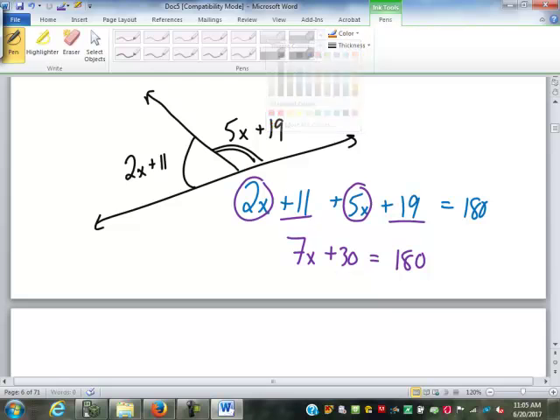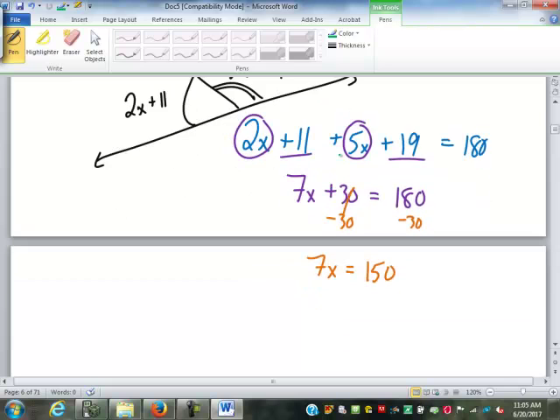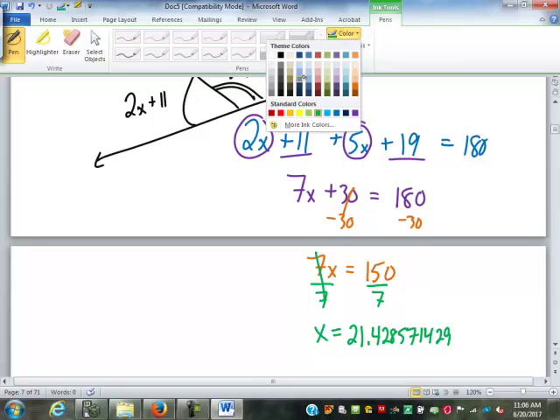Then what do we do? Subtract 30. So 7x equals 150, and I can see I screwed this one up a little bit, but that's okay. We'll make do. What do we do next? Divide by 7. If you punch 150 divided by 7 in your calculator, it's going to tell you that is something like 21.428571429. So we're not going to plug it back in to find the angles because I screwed up. It happens.